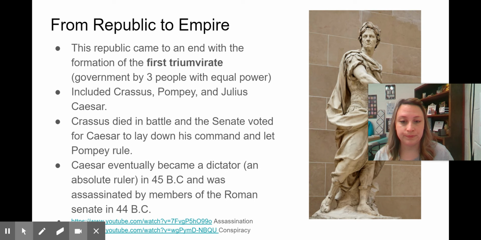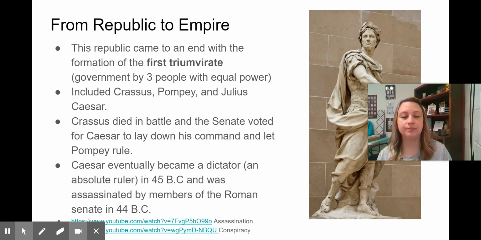Crassus died in battle, and the Senate voted for Caesar to lay down his command and let Pompey rule. Well, Caesar eventually became a dictator and knocked out Pompey and basically said that he was going to take care of everything himself. So Caesar was ultimately assassinated by members of the Roman Senate in 44 BC.